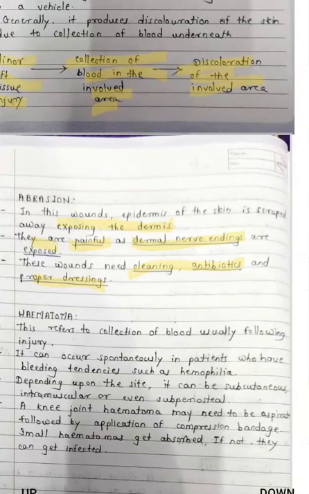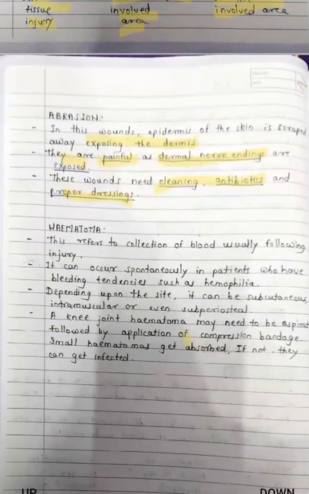Why? Because there is exposure of the dermis, and through the dermis any organism can enter and result in infection. So we have to properly clean the wound, then give antibiotics to prevent infection, and close the wound with the help of a proper dressing. So this is abrasion.